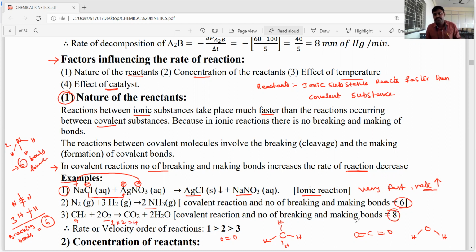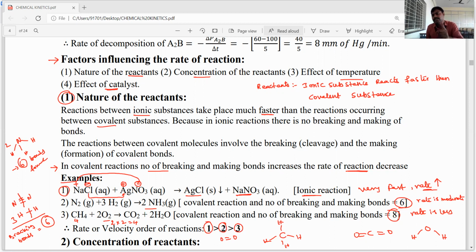So these are the 3 reactions. If you observe, in the third reaction the number of breaking and making bonds is more. That's why it is very slow and the rate is less. And in the second, the rate is moderate. Among these 3 examples, which reaction rate is very high? The first one is more than the second one and then the third one.